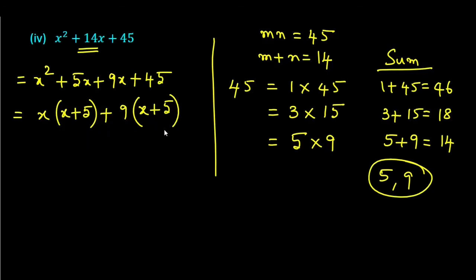In these two units, x plus 5 is a common factor. Taking it as a common factor and rewriting, we'll get x plus 5 into, we remain with x here and 9 here. So x plus 9. This is the factorization for the given quadratic polynomial x square plus 14x plus 45.